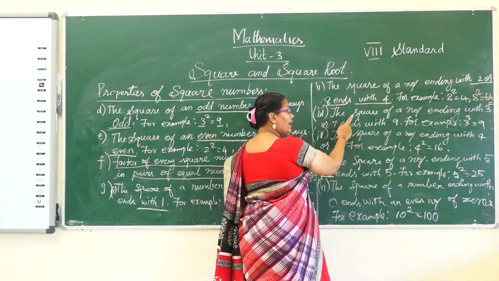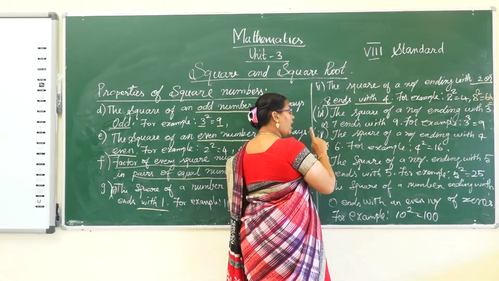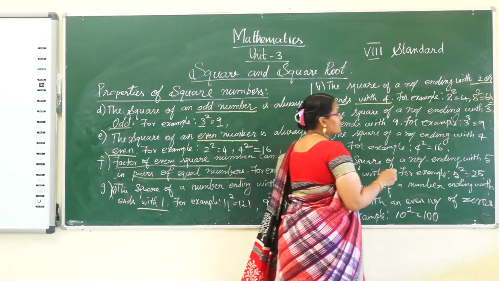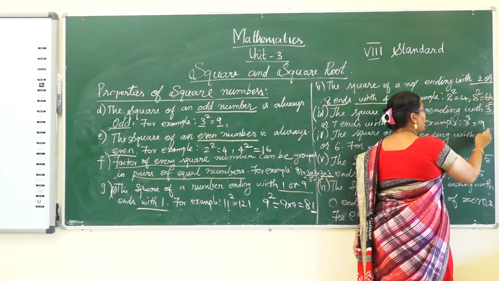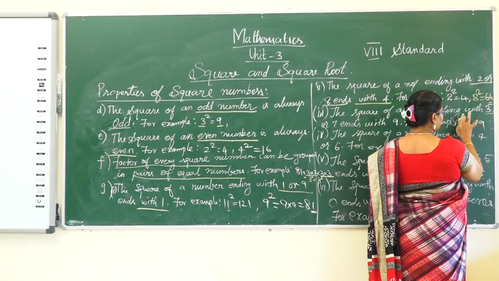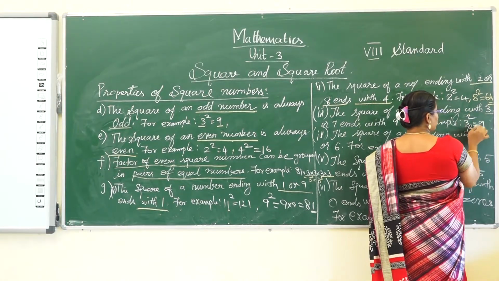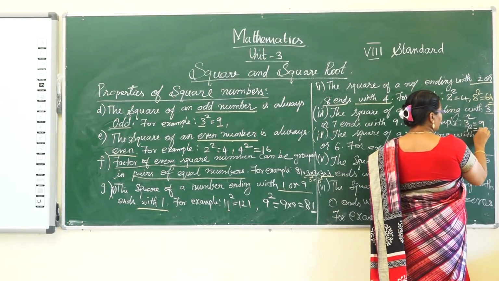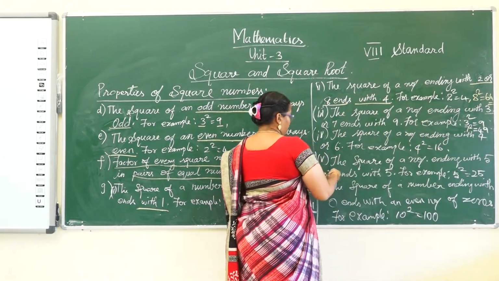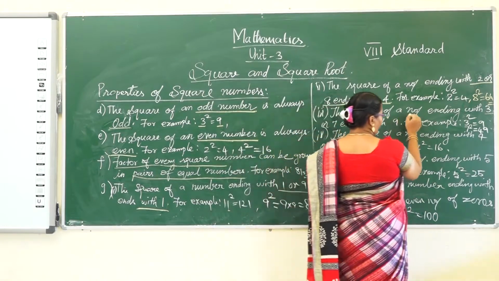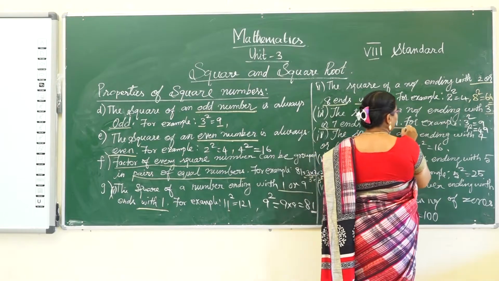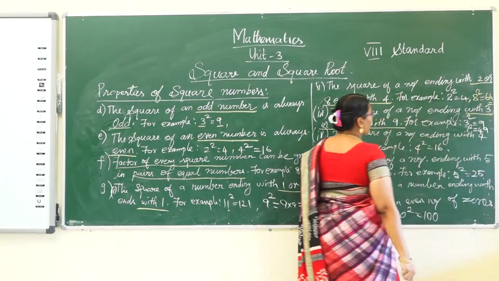The square of a number ending with 3 or 7 ends with 9. So 3 square is 9, 7 square is 49. So any square of a number ending with 3 or 7 ends with 9.